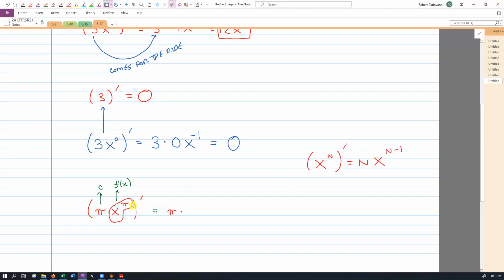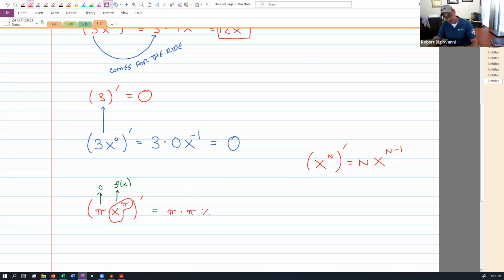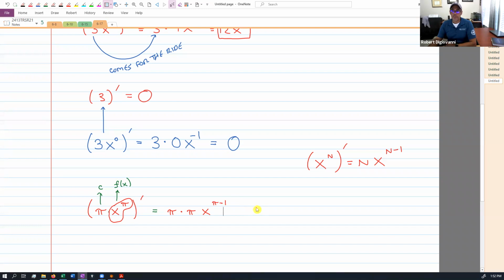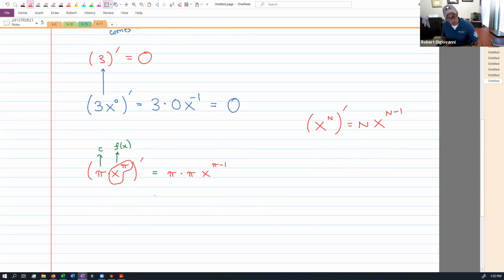Mhm. Okay, so let's just use the rule. So what comes out front? Pi. So you have another pi here, right? And then x, what power? Pi minus 1. And that's it. Now we can do one more thing. We can multiply those pi's and become pi squared, x to the pi minus 1. But that's it. That is the answer. Pi squared, x to the pi minus 1.